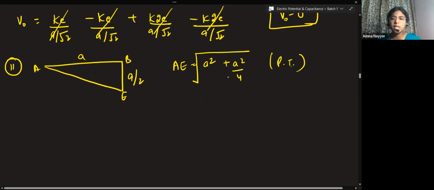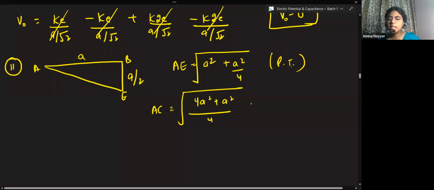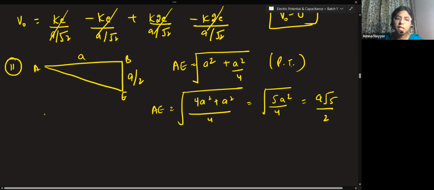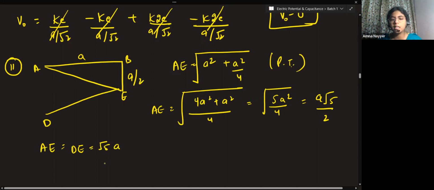Simple Pythagoras theorem. So 4 multiplied by A square, this is 4A square plus A square. If you take the LCM, divided by 4 under root, this is AE. So this becomes 5A square by 4 under root. So A square by 4 can come out. It's A by 2 under root 5. This becomes A root 5 by 2. So you have the value of AE now. If you know the value of AE, you will be able to know the value of DE. So AE, which is equal to DE, is equal to root 5A by 2.